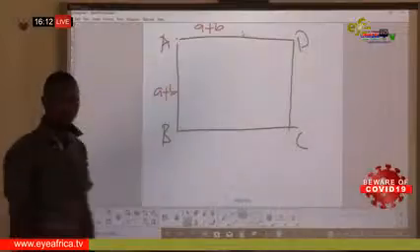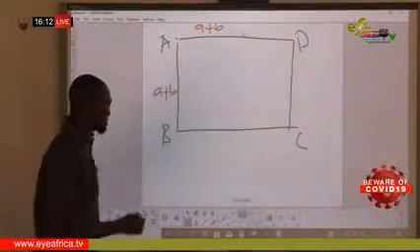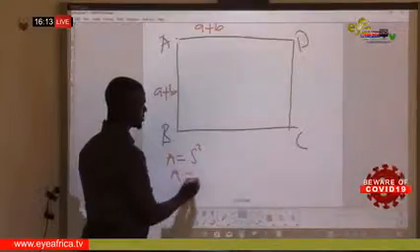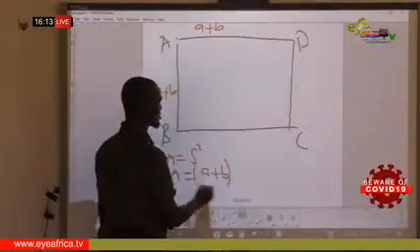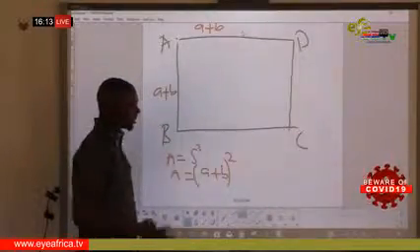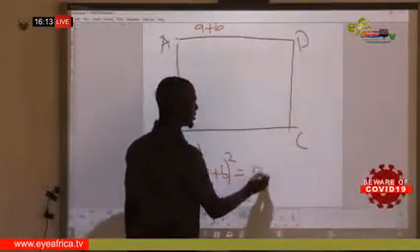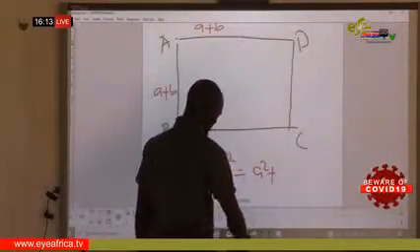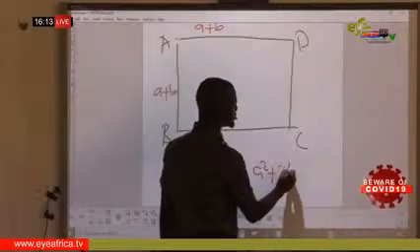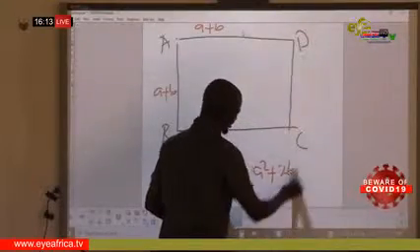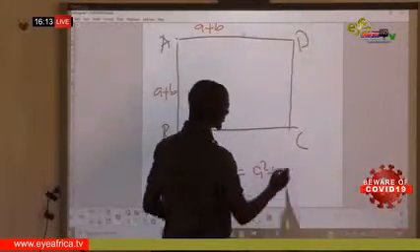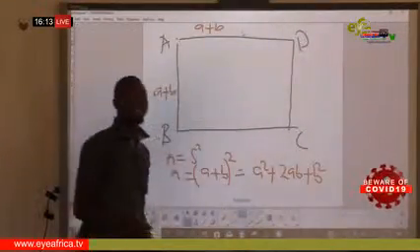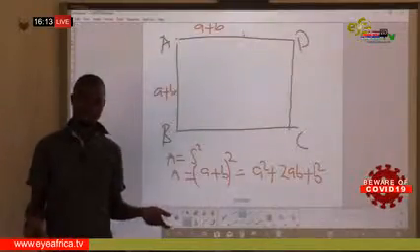How do you find the area of a square? The area of a square is equal to side squared. So the area there is going to be A plus B whole squared. If you simplify this, you have A squared plus 2AB plus B squared. So this is the area of the big square.